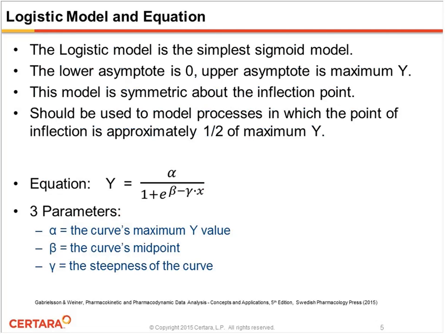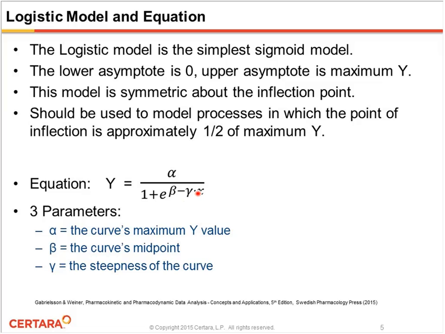So a bit of background about the logistic model and equation. The logistic model is the simplest sigmoid model. It has a lower asymptote of 0, and the upper asymptote is the maximum y. This model is symmetric about the inflection point, and this can be used to model processes in which the point of inflection is approximately 1/2 of maximum y.